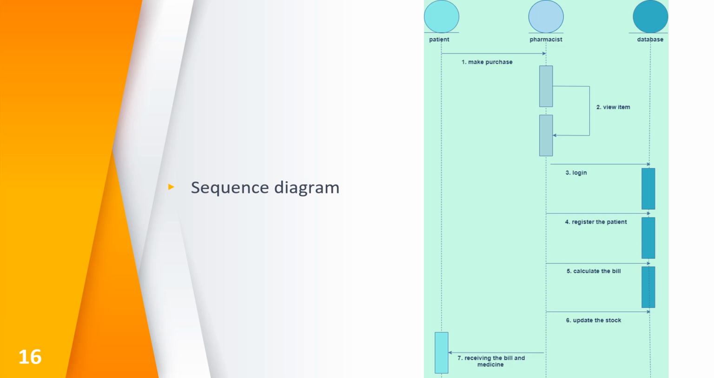Next, the sequence diagram shows the sequence of interactions that take place during a particular use case instance. As you can see in the given diagram, when the patient arrives, the prescription is viewed by the pharmacist. Then the patient is registered if it is their first time. Next, the pharmacist will calculate the bill and update the stock regarding that withdrawal. Finally, the bill, prescription, and medication are given to the customer.